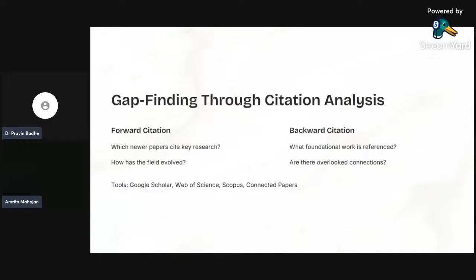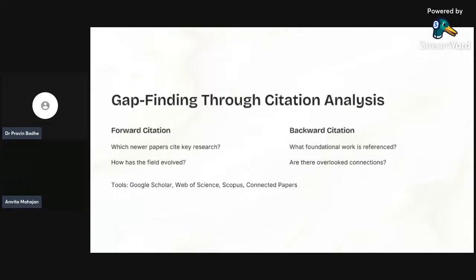So the next is gap finding through citation analysis. Let me give an example. Think of research like a family tree. Backward citations are the older work that influenced the study, the ancestors, you can say. And forward citations are your descendants: the newer studies that are built upon the existing literature. Forward citation depicts who cited this paper later.